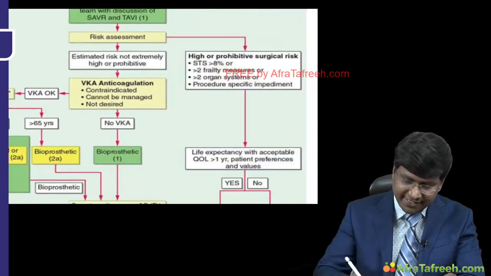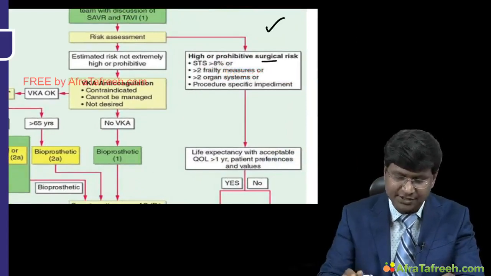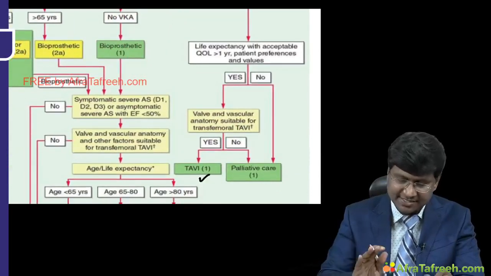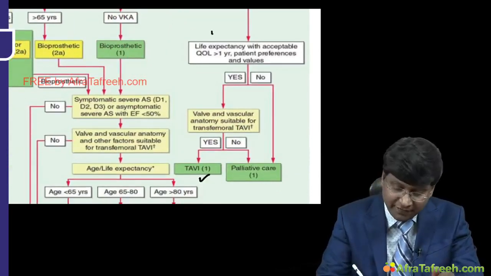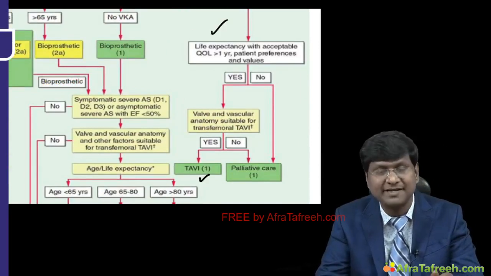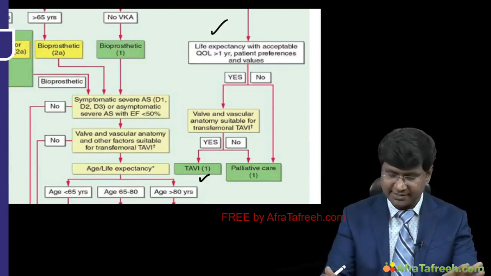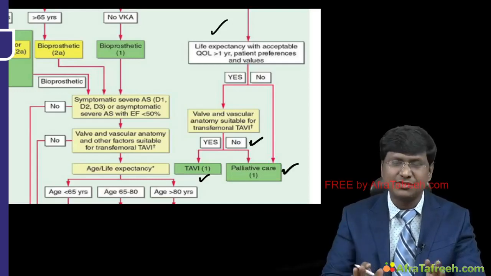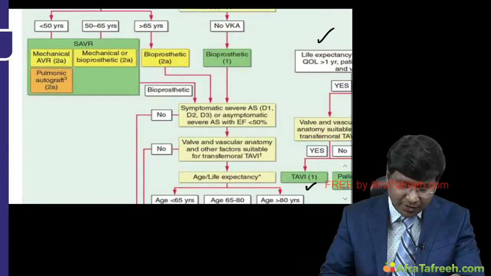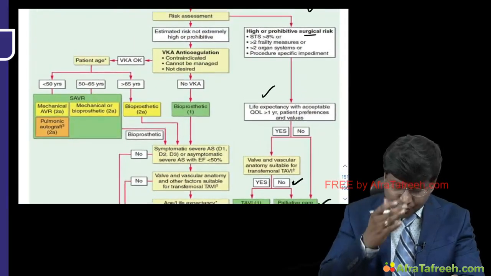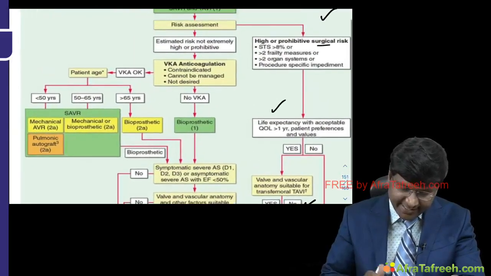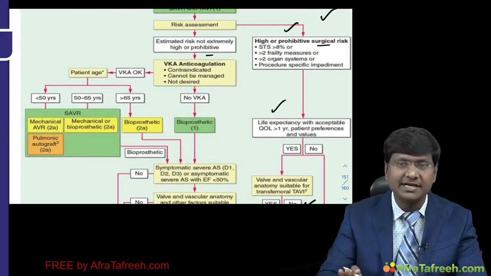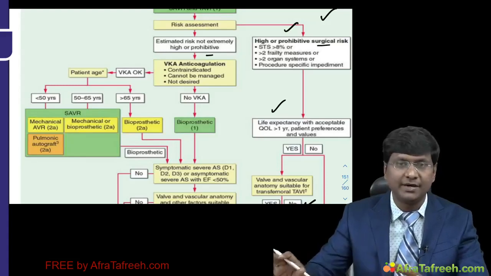If there is a very high or prohibitive surgical risk, then better to go ahead with the TAVI. That is a class 1 indication. The quality of life is good, in the sense life expectancy is more than 1 year, go ahead with the TAVI. But if life expectancy is not good, then in a high risk individual, just palliative care will be enough. Now you take the other group. So in the other group, estimated risk is not extremely high or prohibitive. See, mainly in high risk or prohibitive risk individuals, better to go ahead with the TAVI.